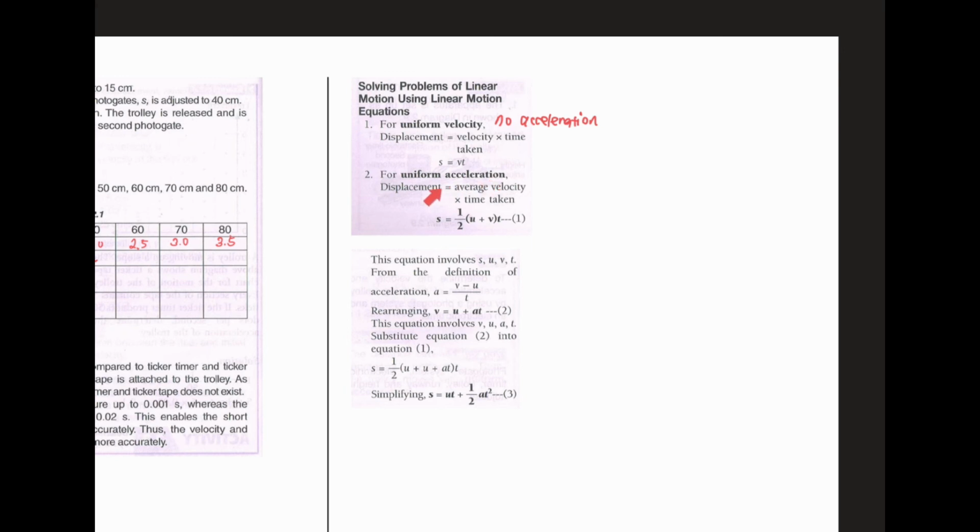For uniform acceleration, displacement equal to average velocity multiplied by time taken. You add the initial and final velocity, then divide by 2, that is the average velocity. Then you multiply by time, and you get the displacement. The difference between number 1 and number 2 is, number 1 has no acceleration. Number 2 has a constant acceleration, that means acceleration is equal to a fixed number. And then you have to use a different formula to calculate it.